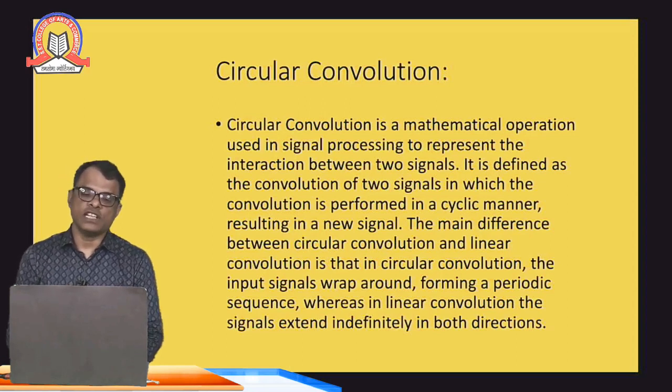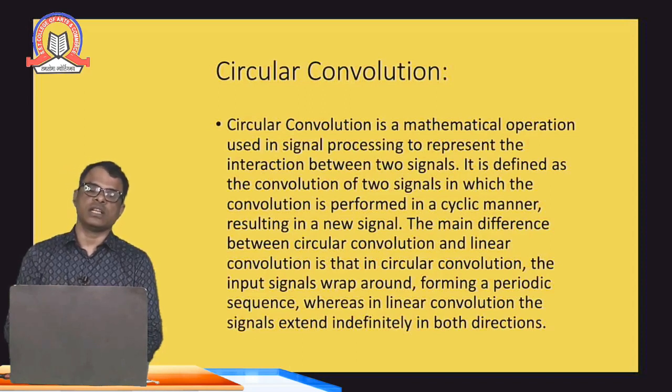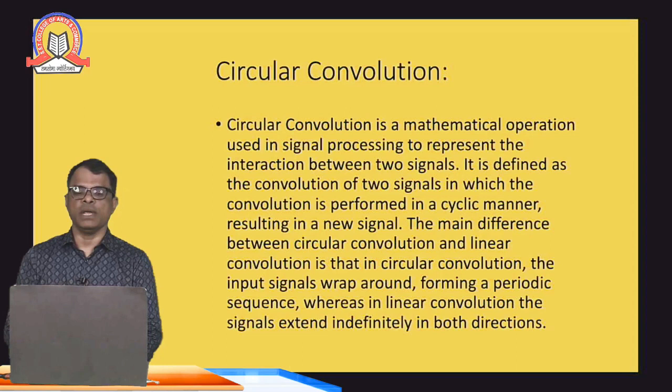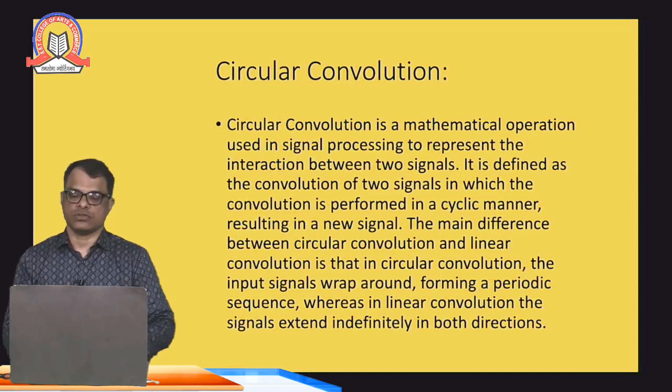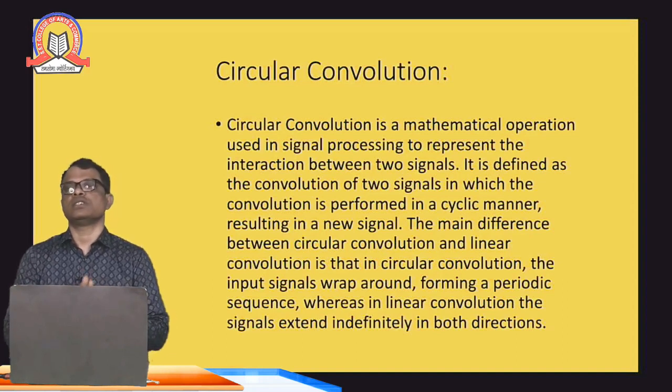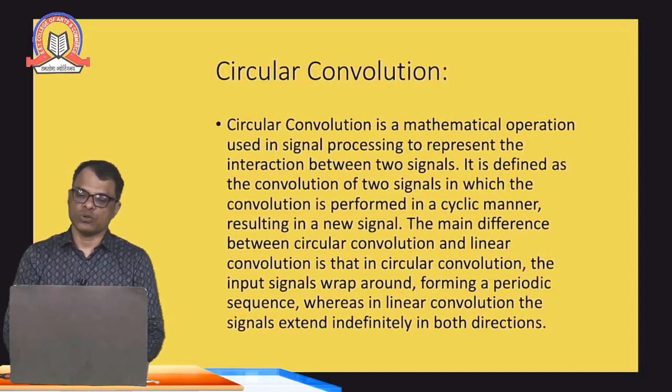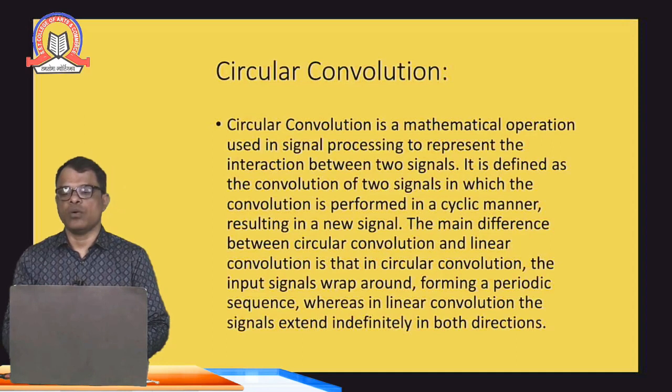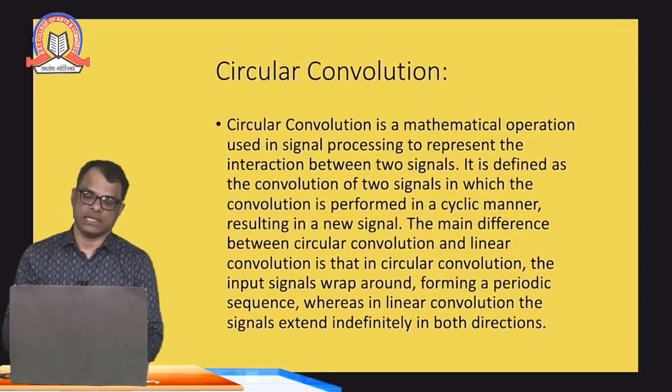The main difference between circular convolution and linear convolution is that in circular convolution, the input signal wraps around forming a periodic sequence, whereas in linear convolution, the signal extends indefinitely in both directions. So, in linear convolution, the signal is extending in both directions, and in circular convolution, the signal wraps around forming a periodic sequence.